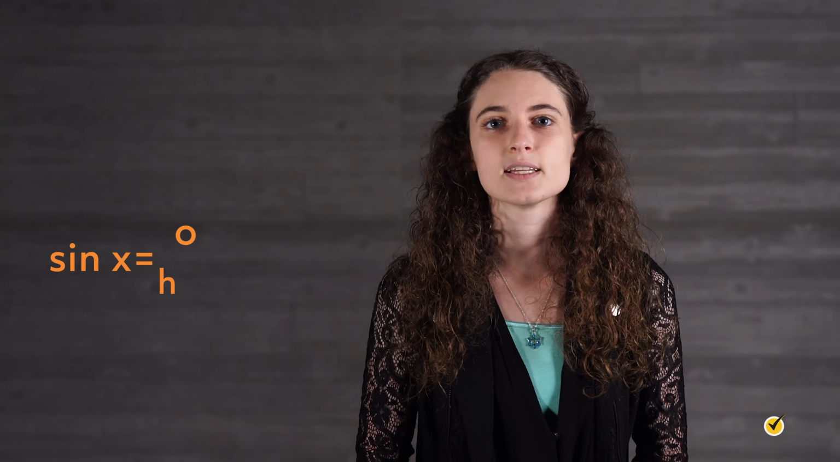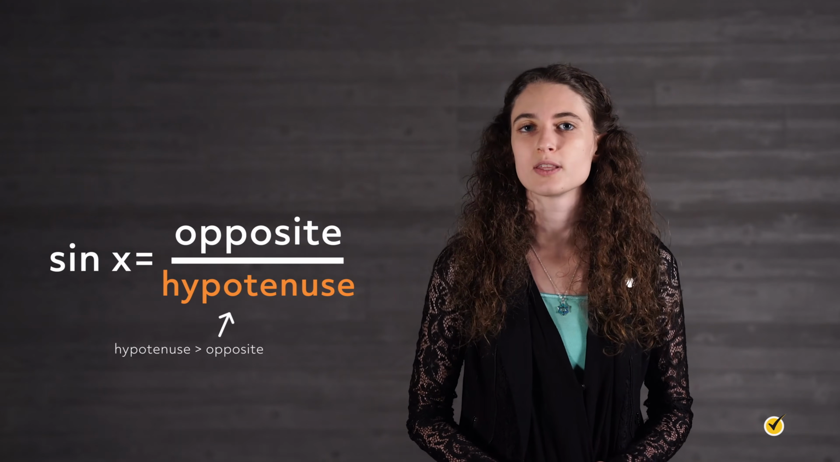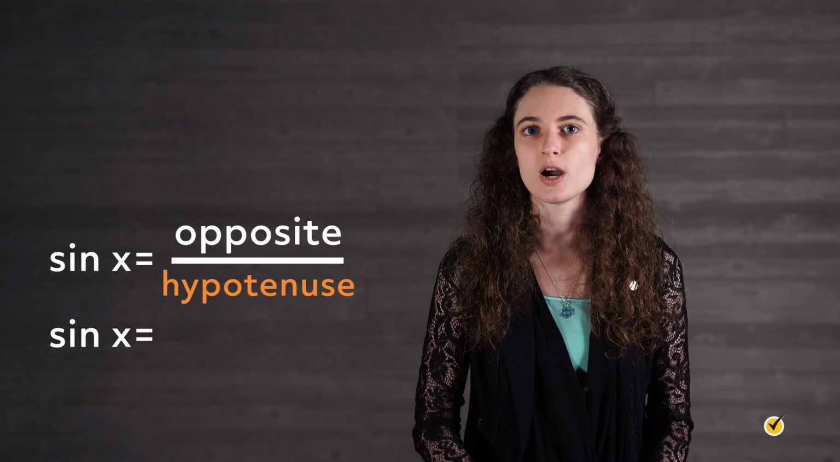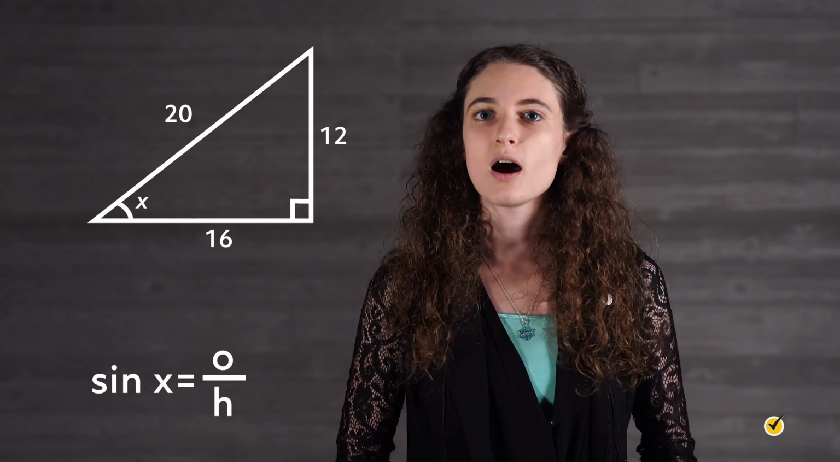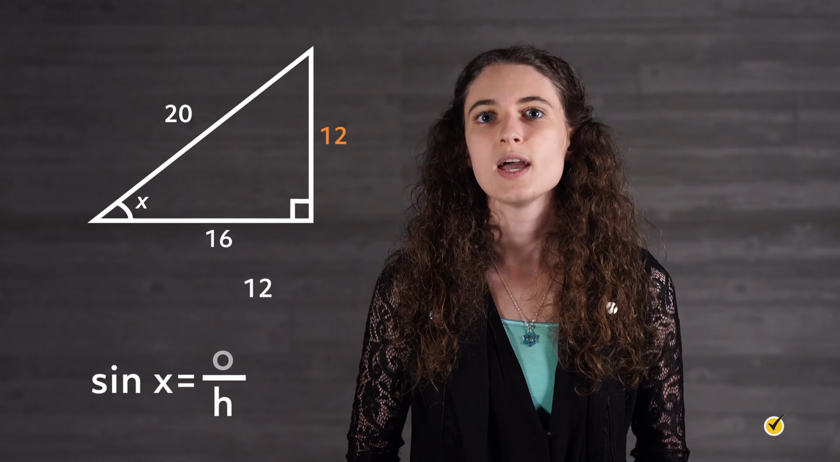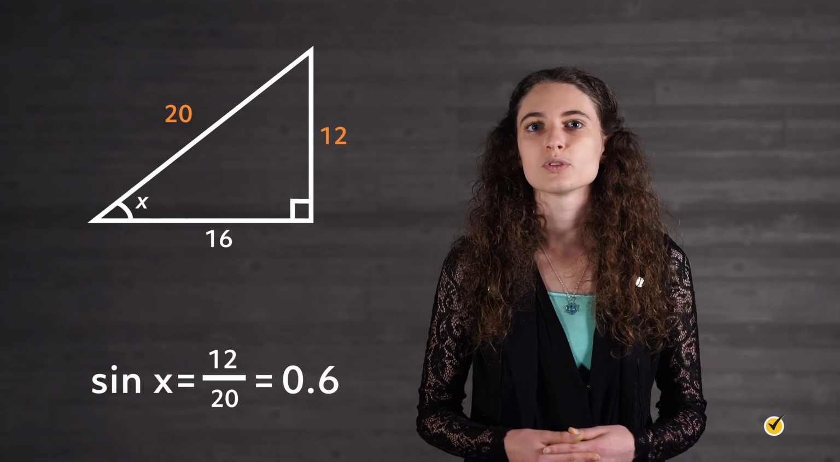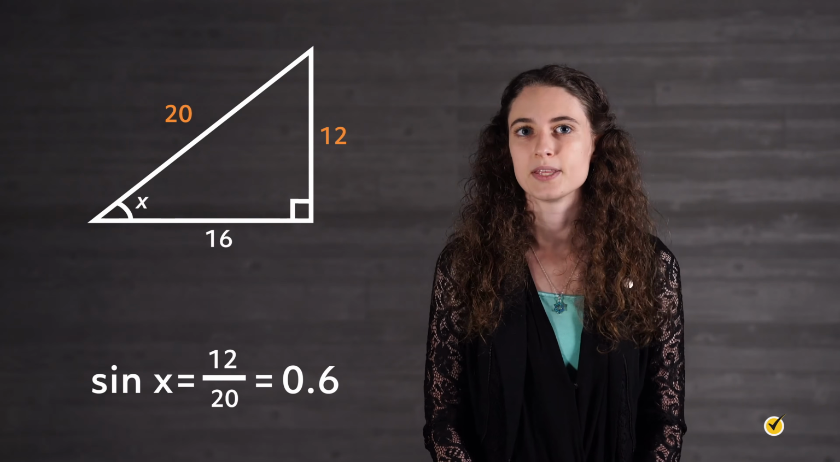When dealing with trigonometric ratios, it's common to use SOHCAHTOA to help you remember them. The first part of it, SO, helps us remember that sine is the opposite over the hypotenuse. Because the hypotenuse will always be longer than the opposite side, this means the possible values for sine when used in a triangle like this are between 0 and 1. In our sample triangle, the side opposite angle x has a length of 12 and the hypotenuse has a length of 20. Now we know that the sine of x is equal to 0.6 when we convert the fraction to a decimal by dividing the numerator by the denominator.